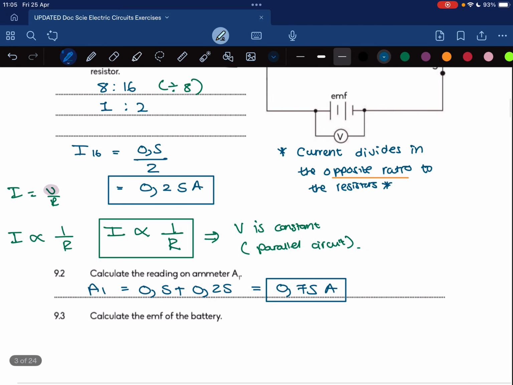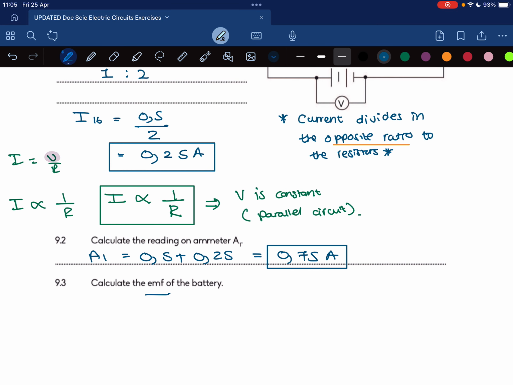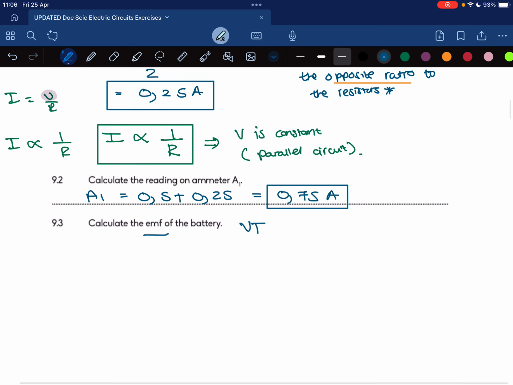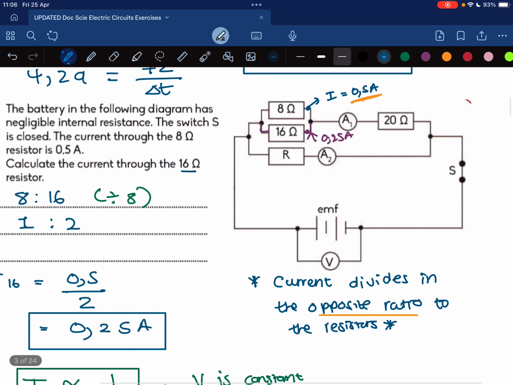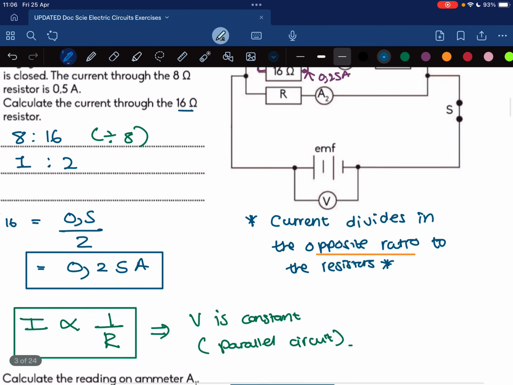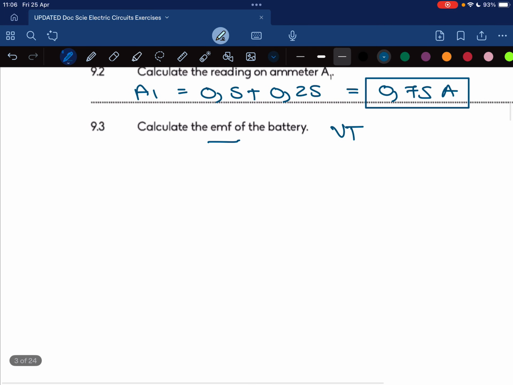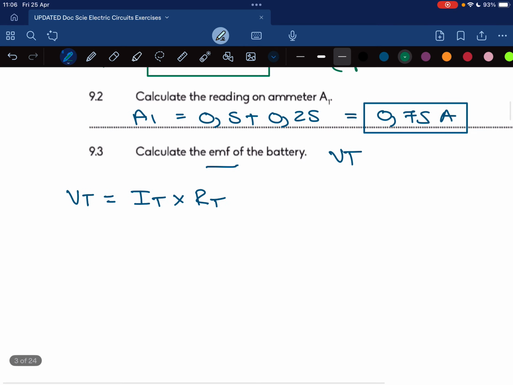Okay, 9.3 now says to calculate the EMF of the battery. So basically they want V total. I don't know anything else in this circuit, so I have to think: if I use Ohm's law, V total is I total multiplied by R total. So let's see if we can figure out these values.